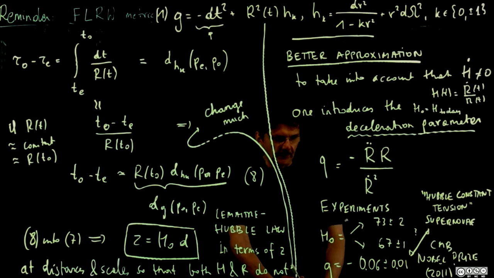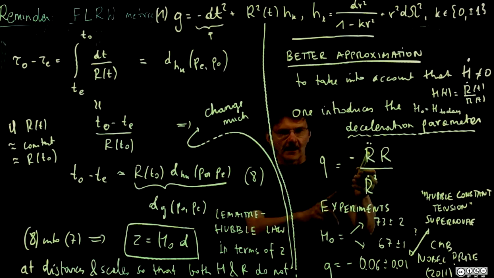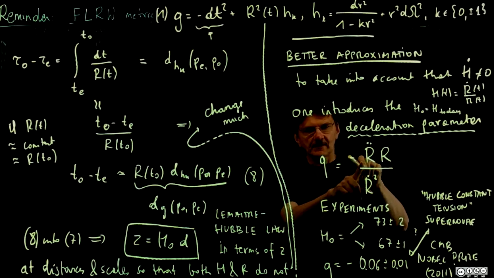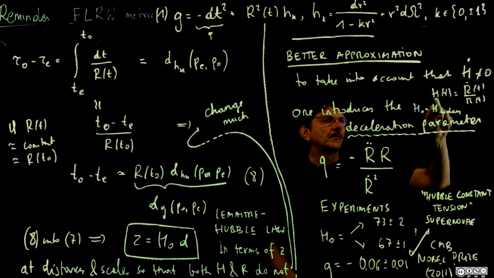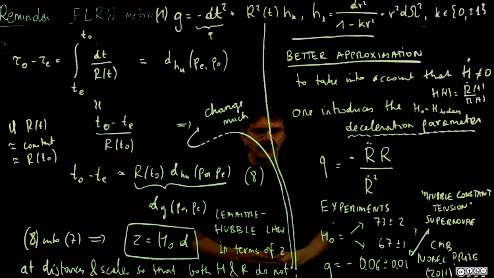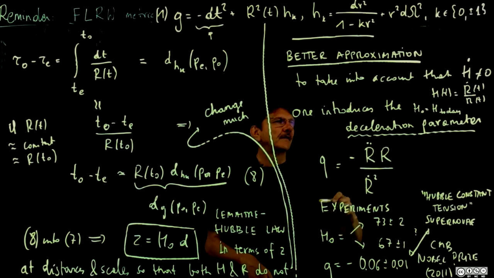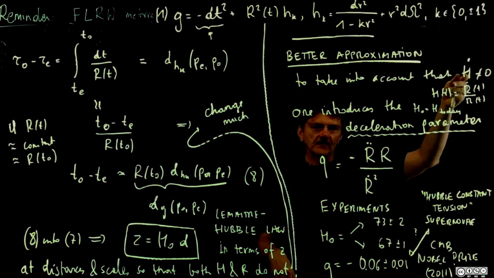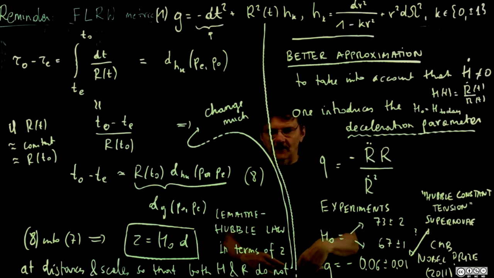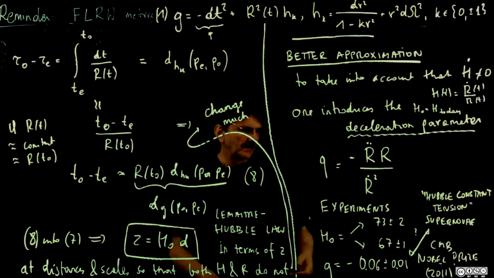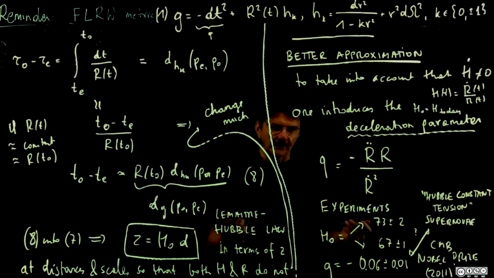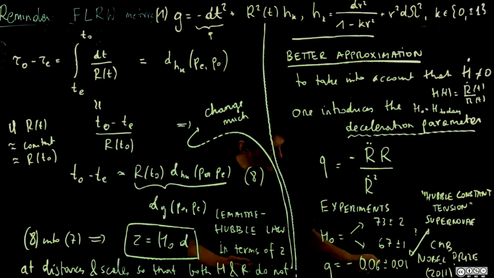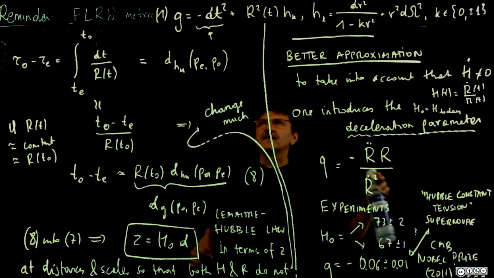Q is negative, therefore R second is positive. Therefore, we have accelerated expansion of the universe. H, the expansion rate of the universe, is increasing. We are in a universe which, to the best of our knowledge, is in an expanding phase.